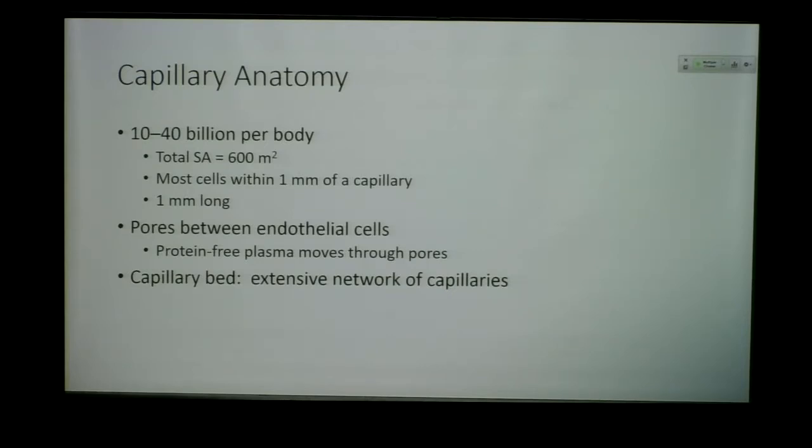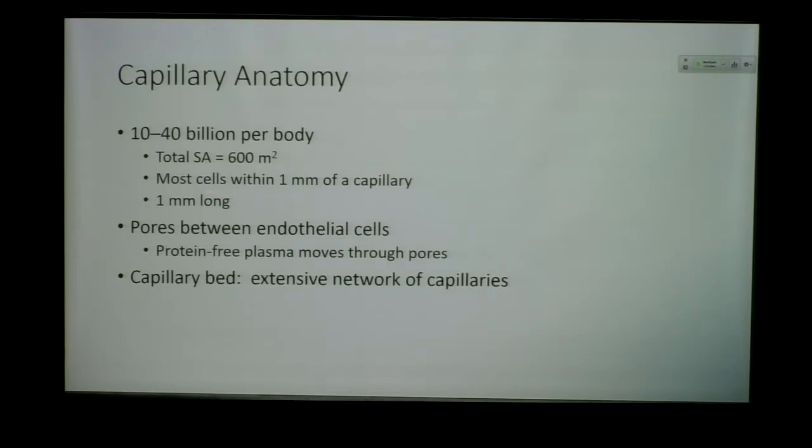The total surface area of capillaries is about 600 meters squared. So we have a lot more capillaries than we do the other branches of the vasculature. And that is what's responsible for the slowing of the flow, or the decrease in the velocity that we see. Capillaries are about 1 millimeter long, and we have a small length here, but we do need some length, again, to facilitate that diffusion, okay?